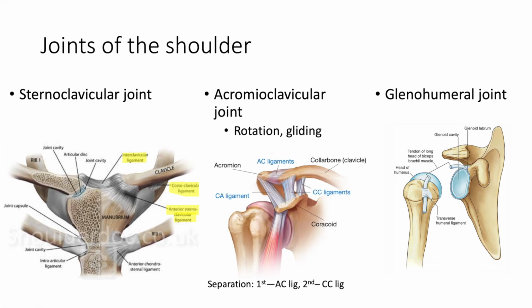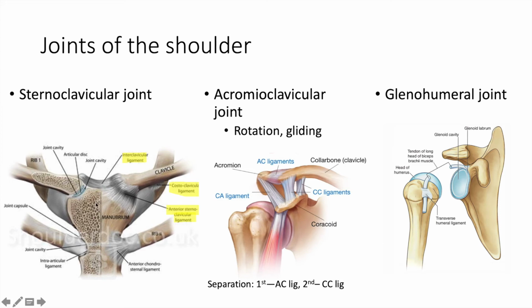Okay, so we're done with the back, and now we're going to move to our upper extremity. So here's our shoulder. We've got the sternoclavicular joint, the acromioclavicular joint, and the glenohumeral joint as the joints of the shoulder. Joints and ligaments are typically named after where they are and where they're going to. So sternoclavicular, we have our sternum and our clavicle, so it's going from our manubrium to our clavicle.